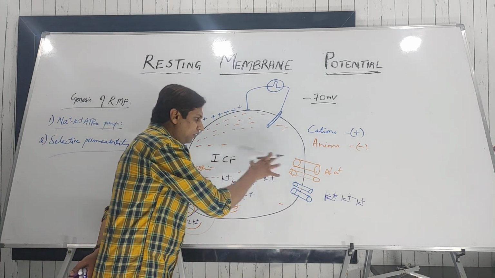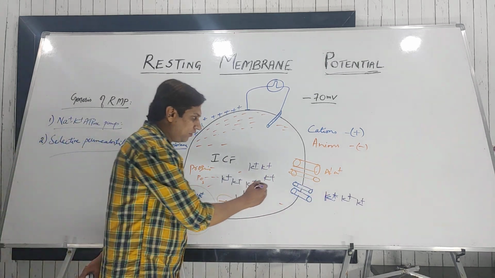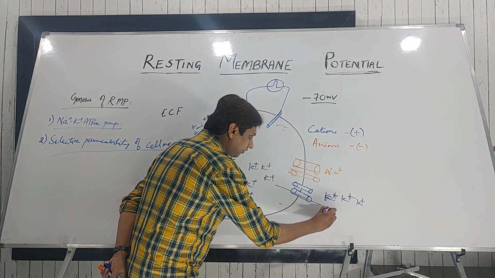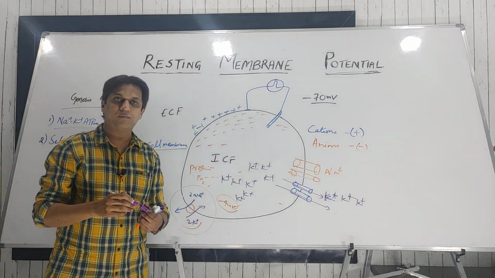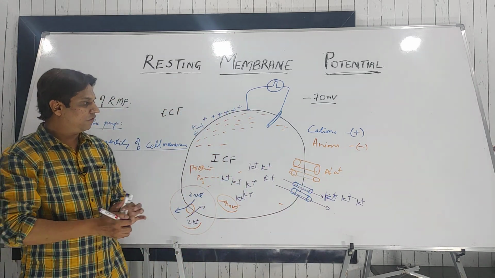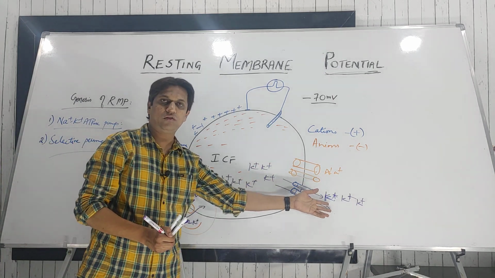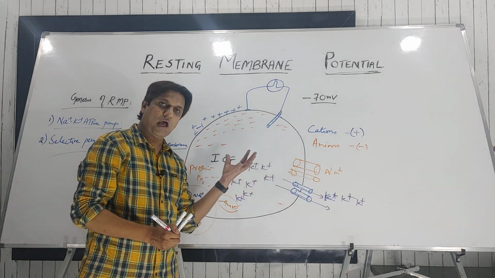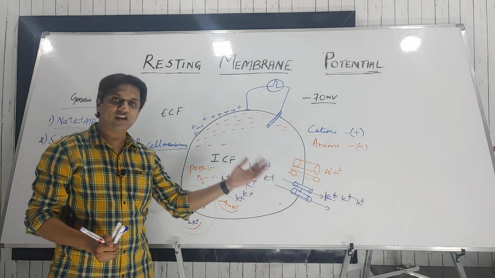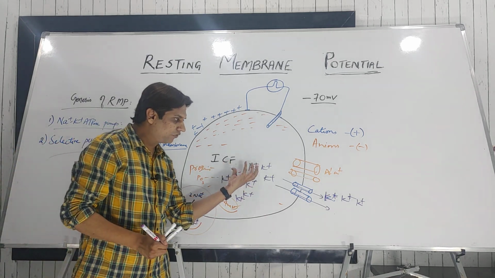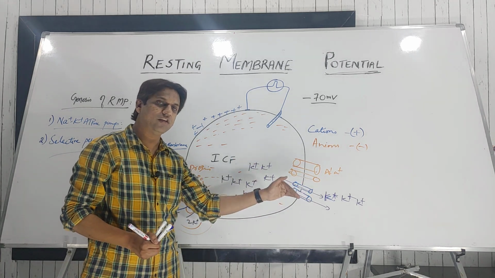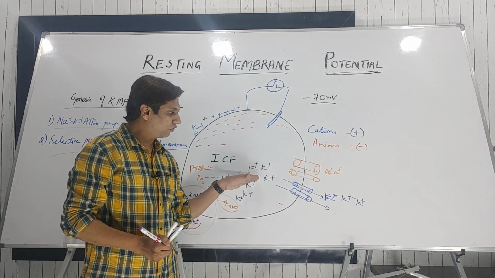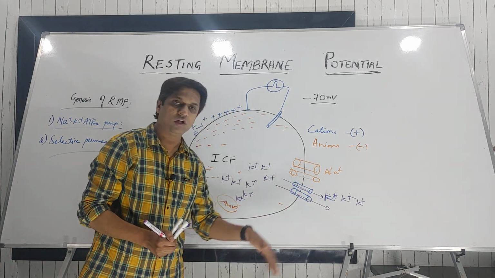Now because there is more potassium inside, going from ICF to ECF, the direction of the concentration gradient, that is passive transport, is from higher concentration to lower concentration. So the ion channels will move ions along the concentration gradient, from higher concentration to lower concentration. This is known as the concentration gradient. So potassium ions will diffuse out.